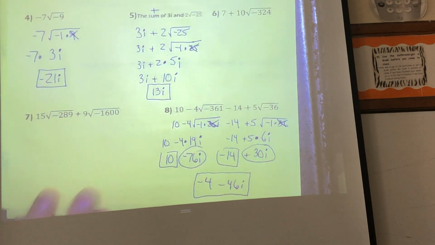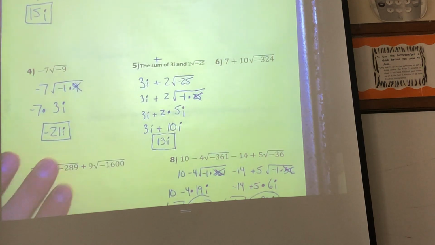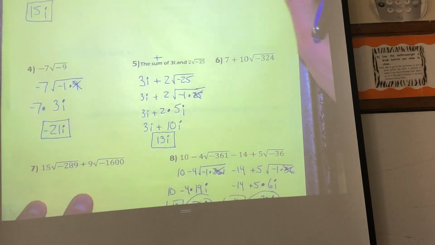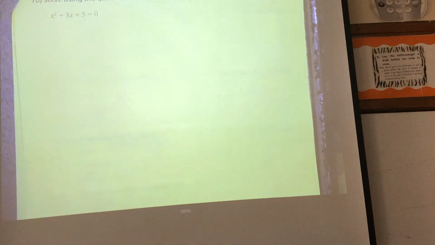You will now finish the rest of the problems, the warm-up, and these 4 questions as your homework. We are going to do one more together, and that's going to be another quadratic formula with an answer that includes an i.